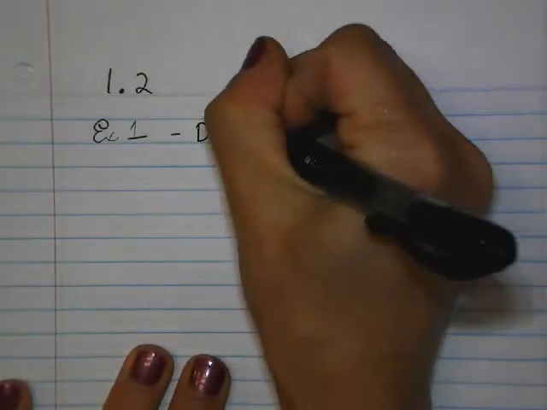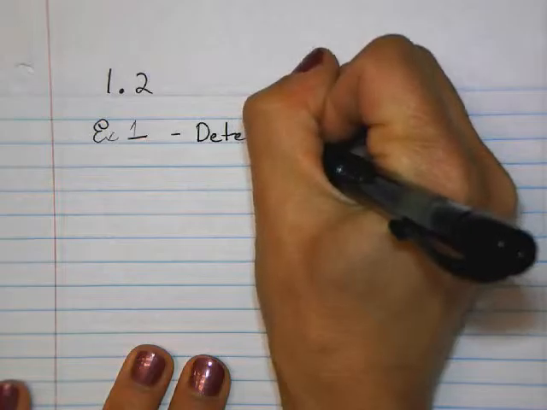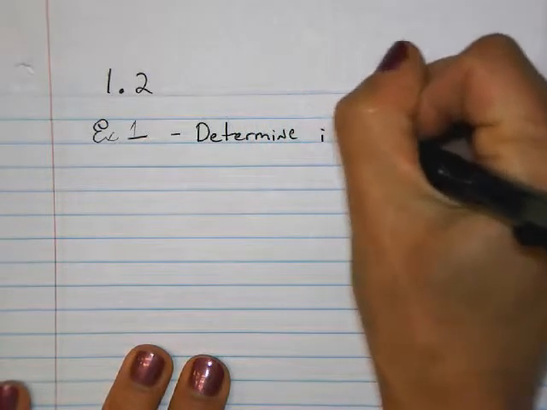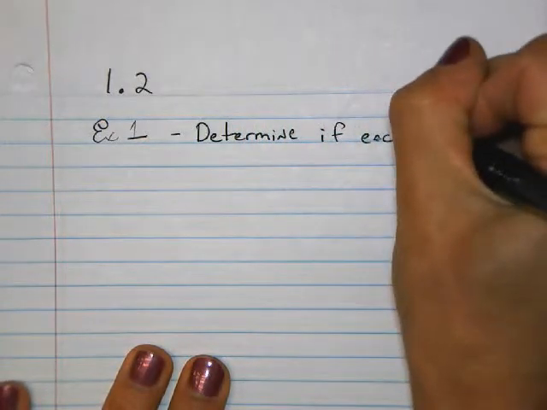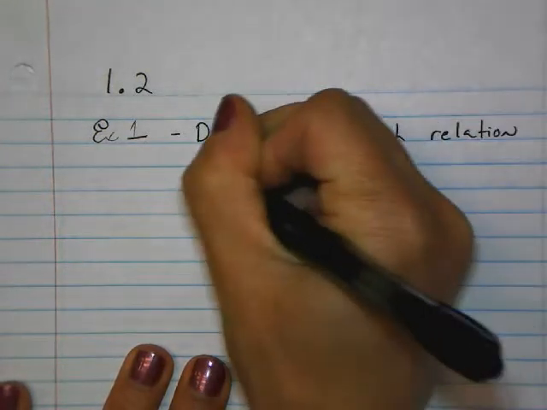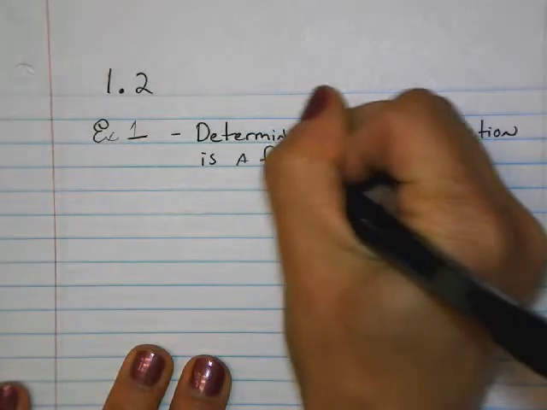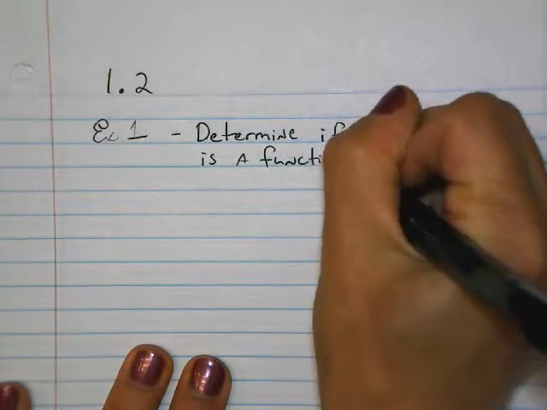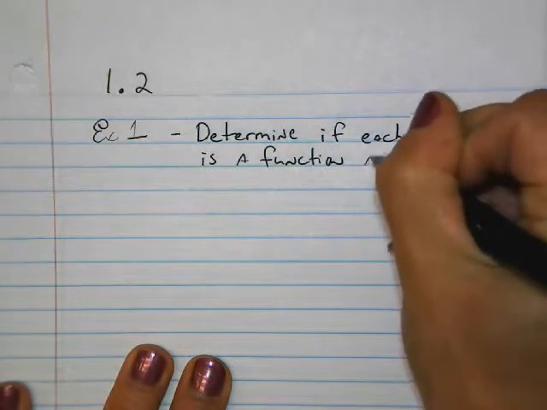Alright, so we're going to determine if each relation is a function, and then state the domain and range.